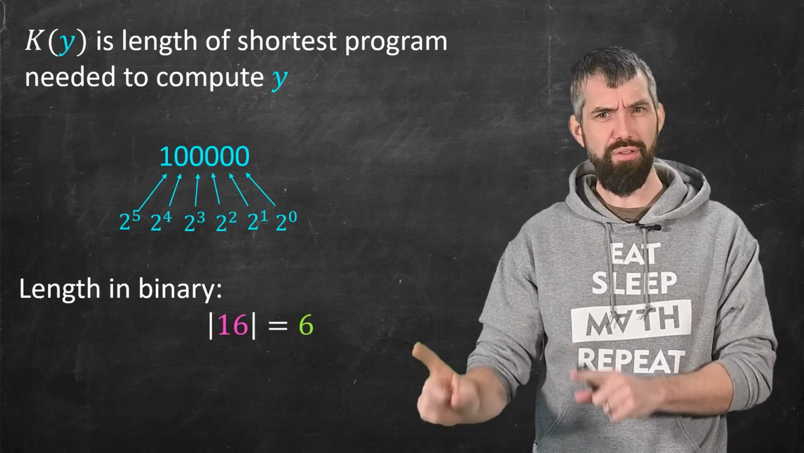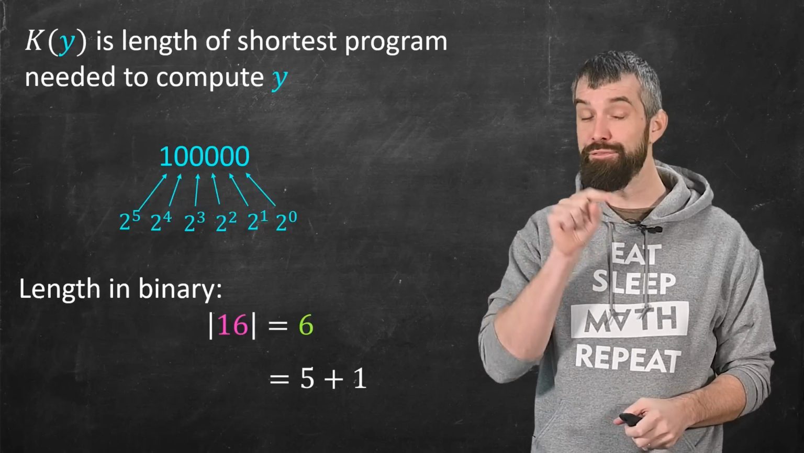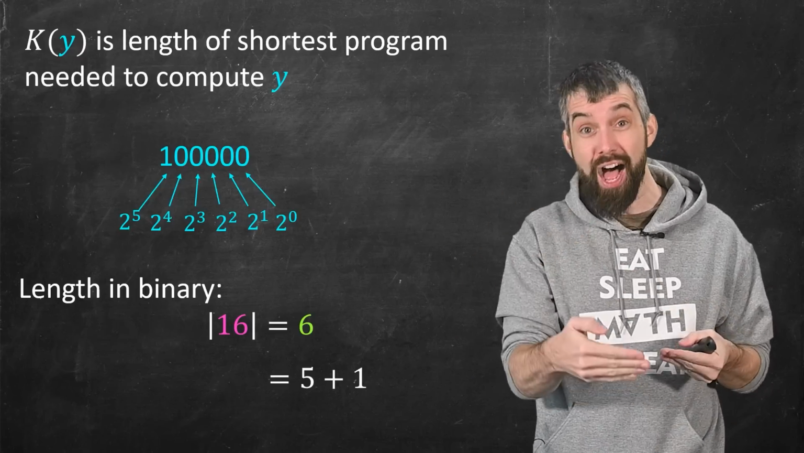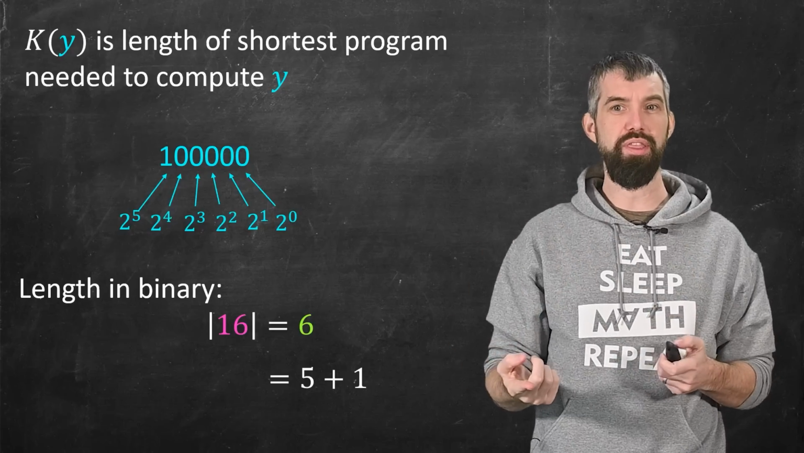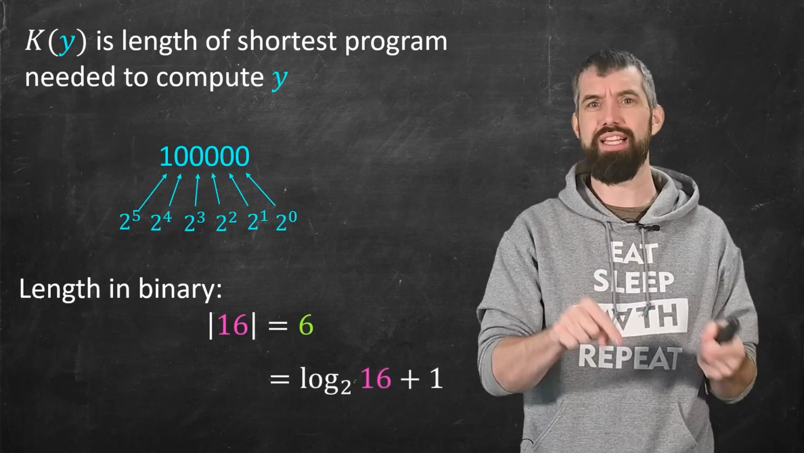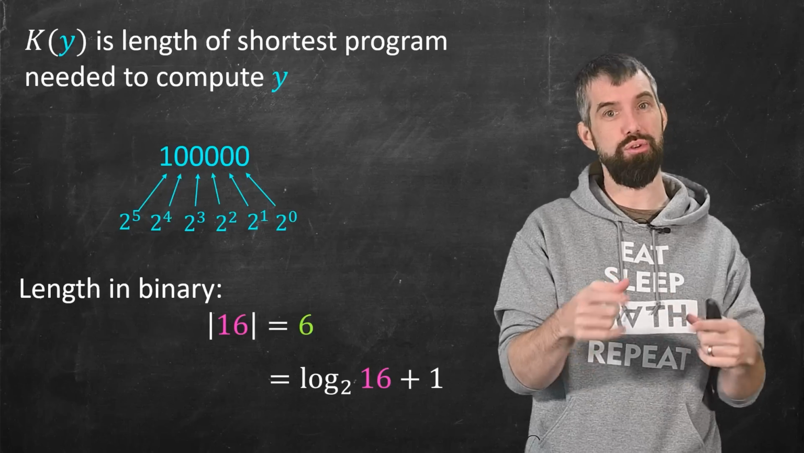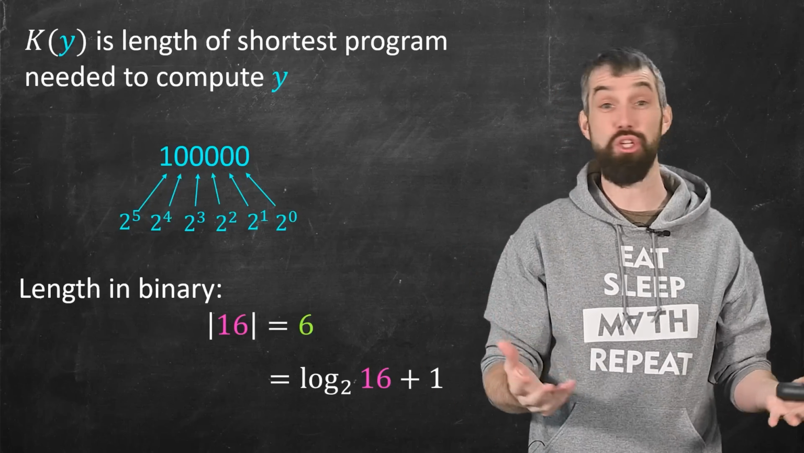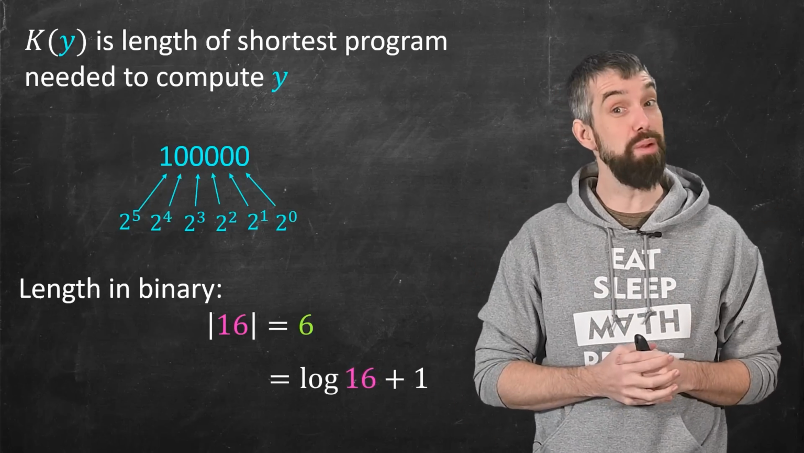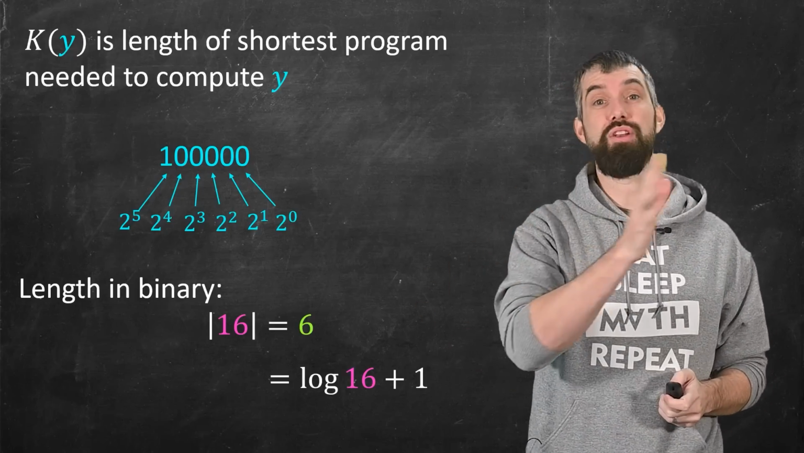And then the final thing I'm going to do, I'm going to write that 6 as 5 plus 1. The 5 is relevant because 2 to the 5 is 16. But then I can rearrange that with logarithms to say that logarithm base 2 of 16 is equal to 5. So the length of our number 16 here is related to the logarithm in base 2. Since we're going to be using base 2 throughout the video, I'm going to drop the subscript every time, and just write logarithm 16. So with that said, let's go back to our examples.